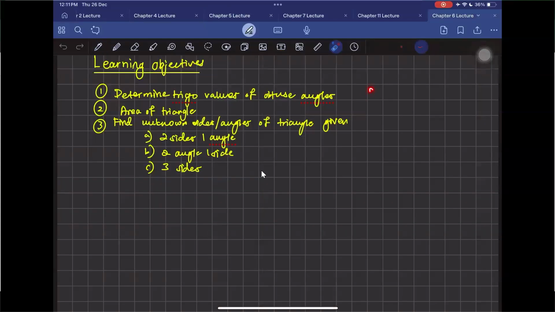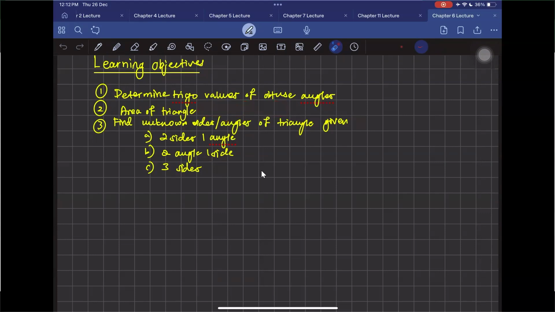Earlier for sine, cosine, and tangent, your angles are 0 to 90 degrees. Right? So today you will learn for obtuse angle where your angles are more than 90 degrees. Okay? So more than 90 but less than 180. And then you will learn to find the area of triangle using a trigo formula.